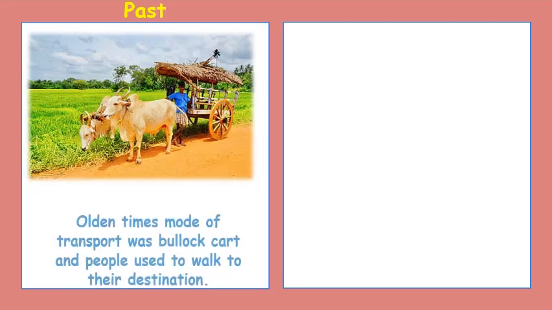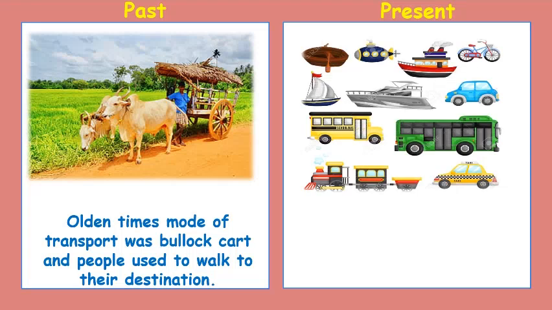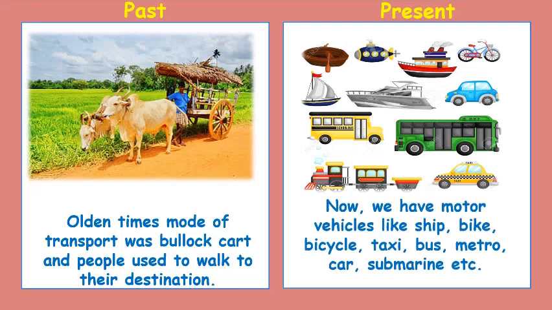Now, let's talk about something which we have already learned about, transport. So, in past days, in olden days, children, the mode of transport was bullock cart, and people used to walk to their destination. But now, at the present time, we can see a lot of technological transports which are used to go from one place to another place, like ship, bicycle, then buses, cars, trains, metro, and airplane, which we use to go from one country to another country.